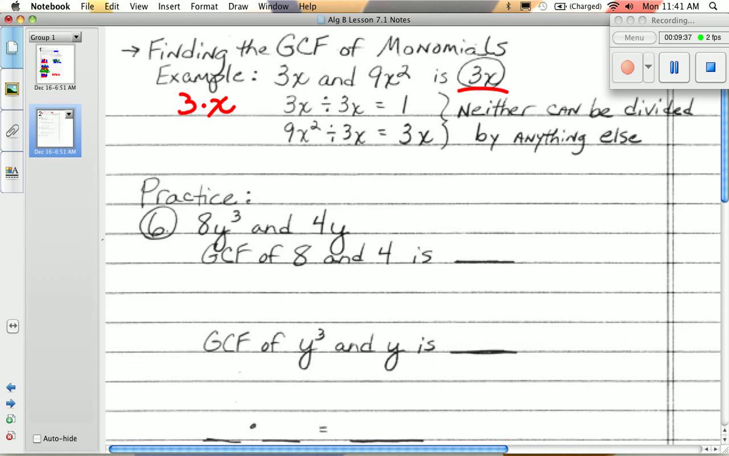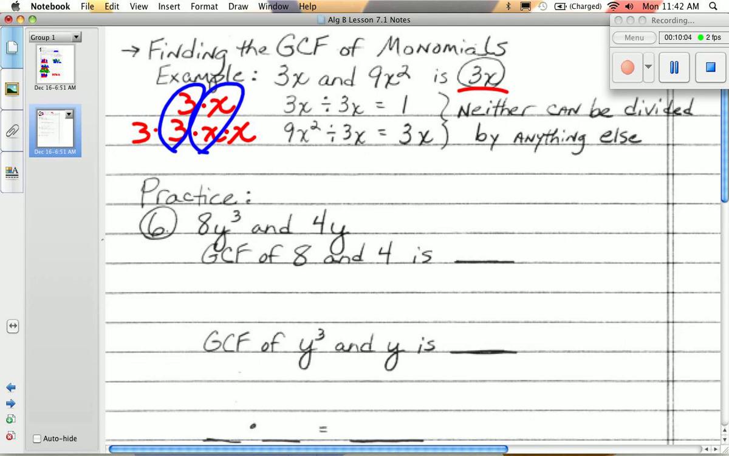One of them has an x and the other one has a couple of x's, because in reality 3x is the same as 3 times x, right? And 9x squared is 9 times x times x. And I also can rename 9 as 3 times 3, correct? So look at what's going on here. They both have a factor of 3 in common, and they both have one factor of x in common. So the GCF is 3x.